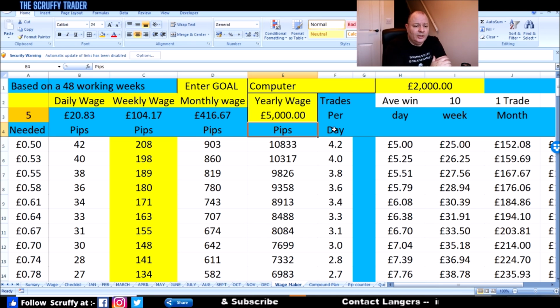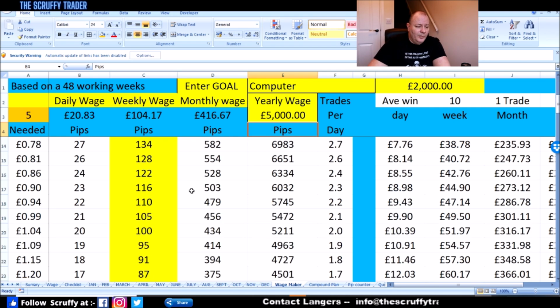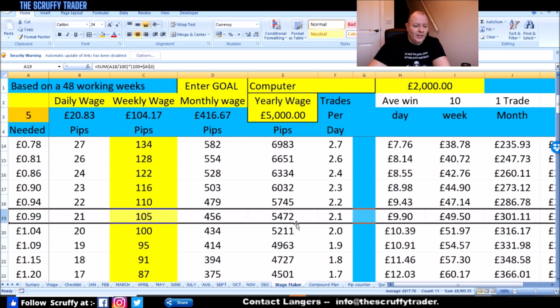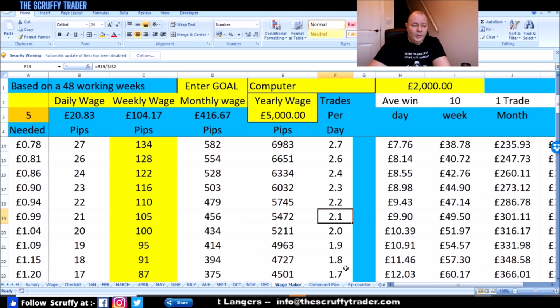How much do I need? Well, we've worked that out. You know you need sort of a pound a pip, and you can afford that. So what does a pound a pip mean to get 5,000 in a year? Well, if you're making 10 pips a trade, you would need to trade twice a day.